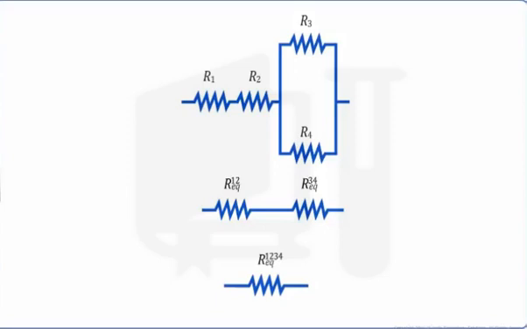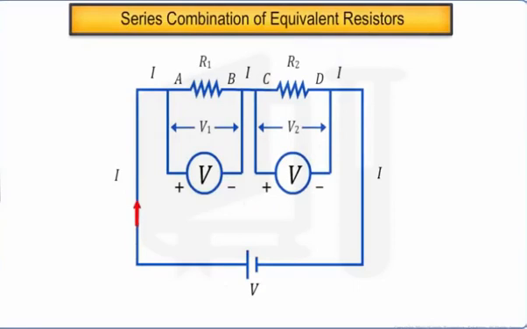Equivalent resistance of a series combination is obtained as follows. AB and CD are two resistors with resistances R1 and R2 joined in series as shown in the circuit diagram. A voltage V is applied across points A and D by joining them to the two terminals of a battery. V is the potential difference between points A and D.